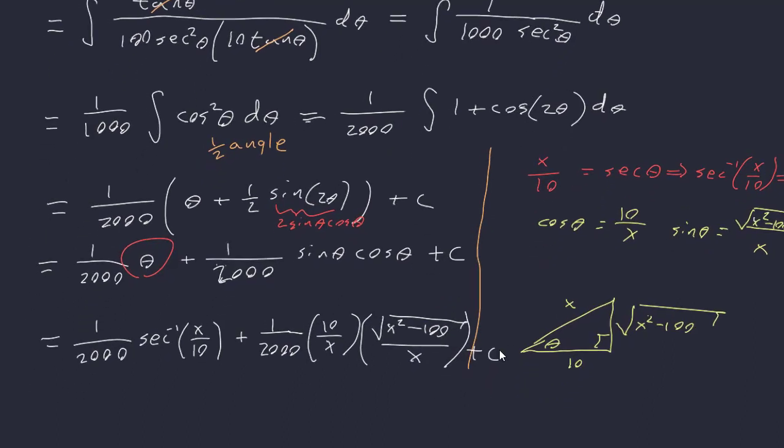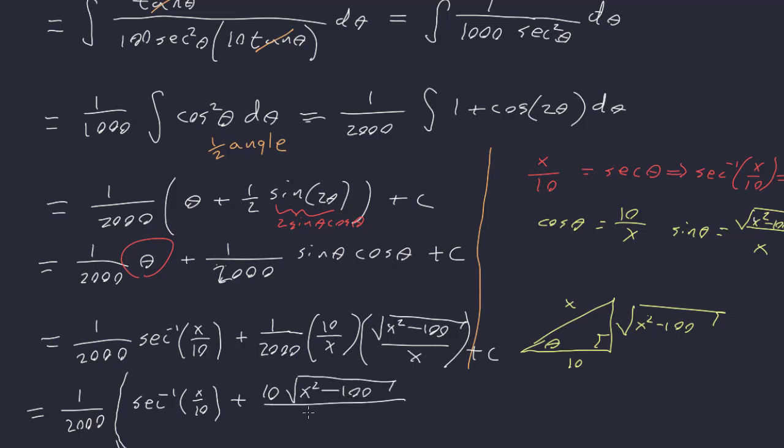And now our final simplified version. I'm going to just factor this 1/2000th out. That looks kind of gross to me, writing it twice. Okay, so that we will get 10 times the square root of x squared minus 100 all over x squared plus c. Oh boy, and we are done with this one now.